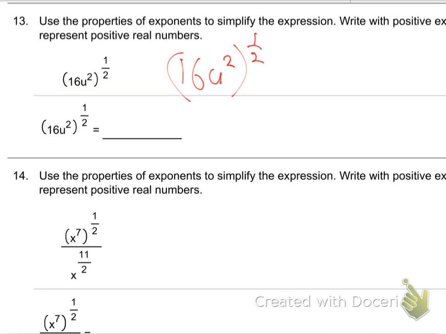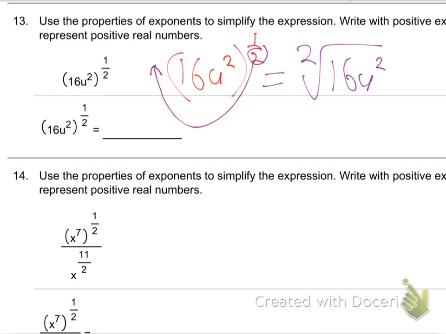Swings around, Scooby-Doo, becomes a root, right? You with me? So that fractional, but you put anything to the half power, right? That 2 will swing around. So 2 root of 16u squared. And the 1 power isn't doing anything, so I ignore it. This 1 power here, anything's to the 1 power, right? Y'all with me? See what I did there?